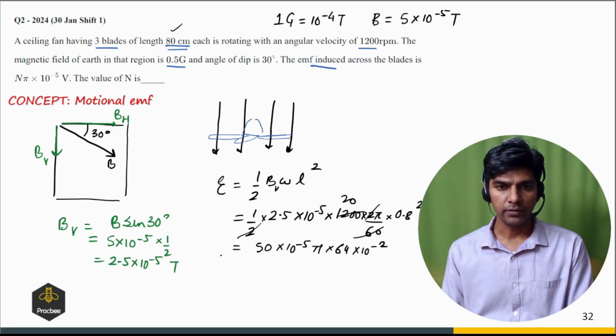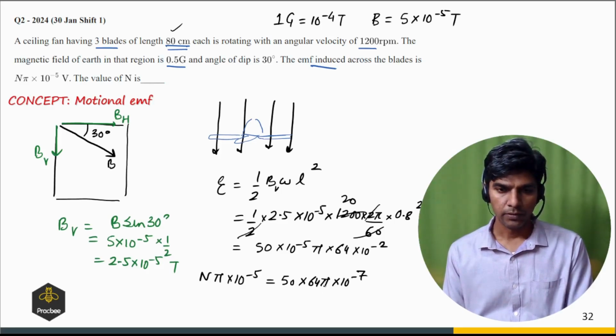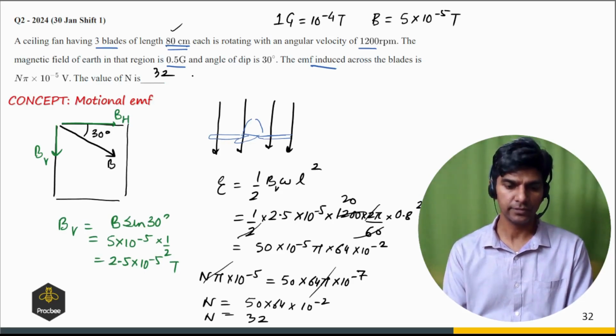And we have to find the value of n, right? This is given as n times pi times 10 raised to minus 5, which is equal to 50 times 64 pi times 10 raised to minus 7. Right, so pi will get cancelled out. So n comes out to be 50 times 64 times 10 raised to minus 2, which is 32. So n comes out to be 32. So that is the answer.